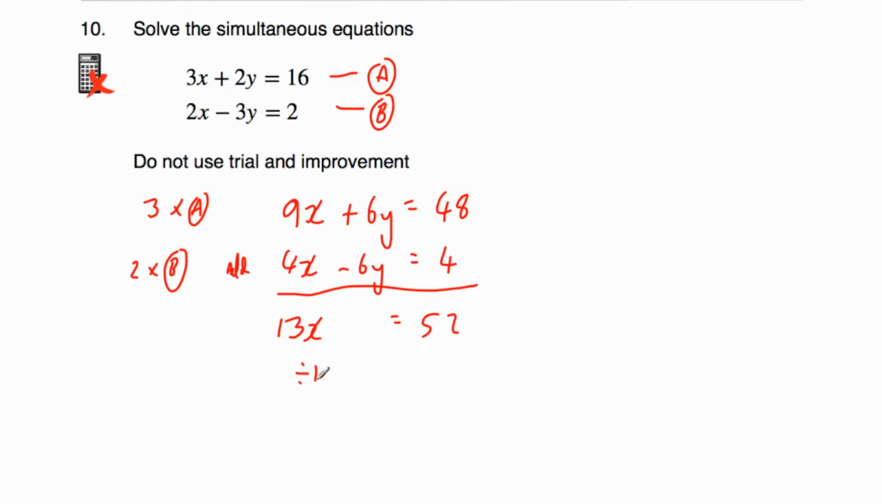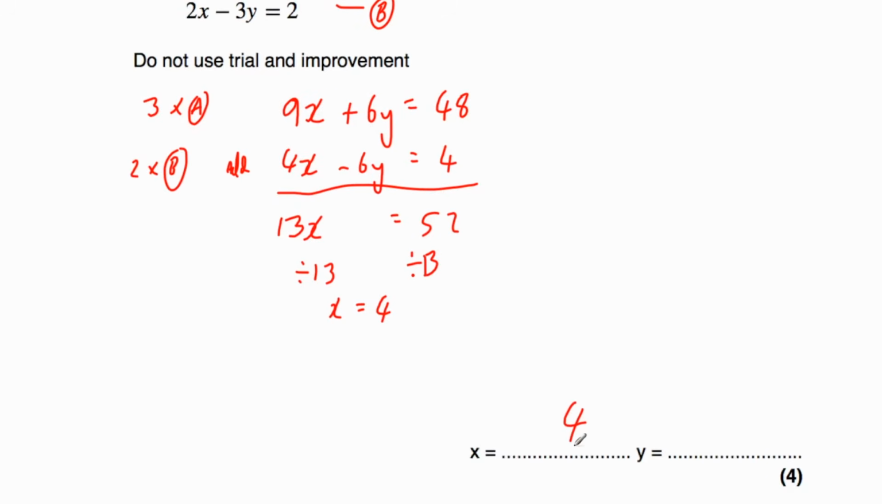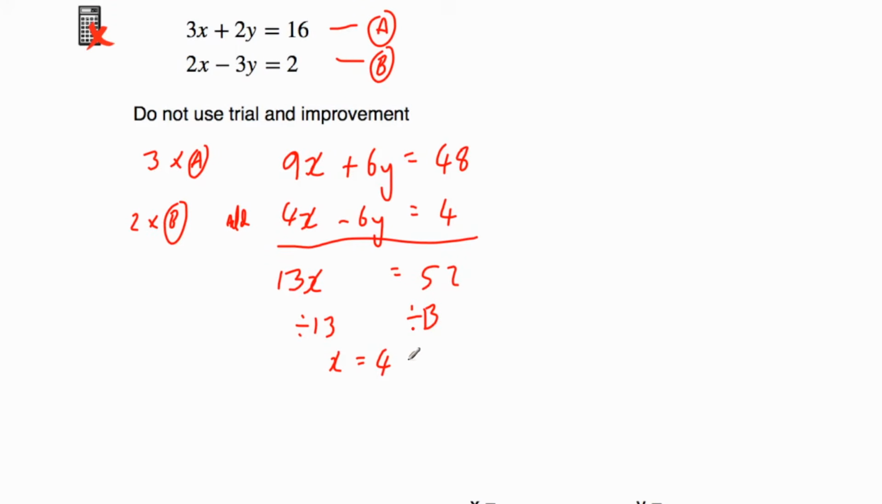So if we divide by 13 and divide by 13, we'll find out what x is. 52 divided by 13, well 13, 26, 39, 52, so that's 4. So x equals 4. So let's write that down, x equals 4. Now let's substitute our x equals 4 into either equation A or equation B. I'm just going to choose equation A. So sub x equals 4 into A. Let's see what we get.